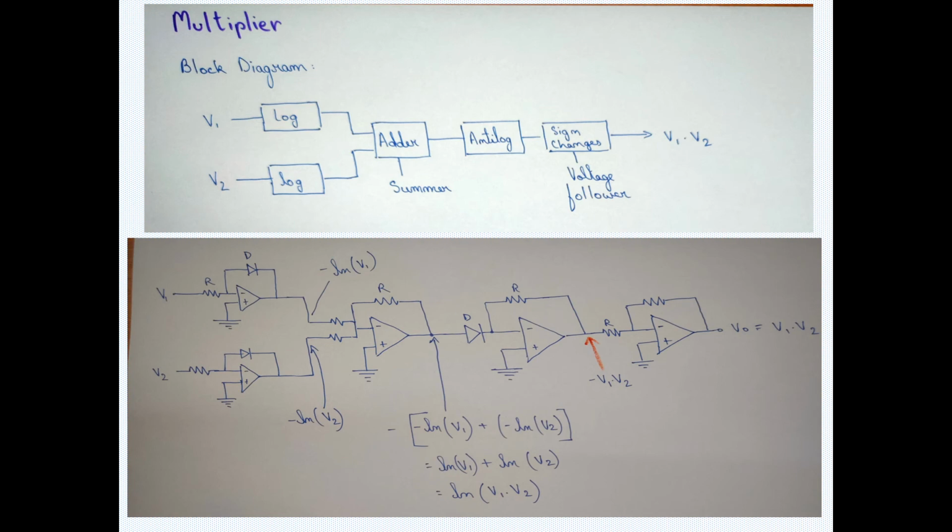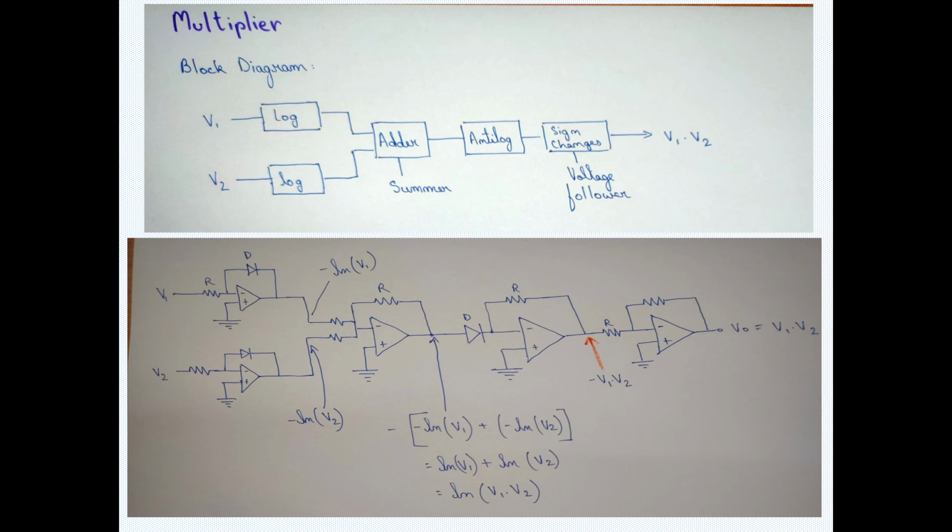So here we have the op-amp multiplier circuit. We have the two inputs V1 and V2. First they will go to the inverted log amplifiers. What it does is it will take the log of the respective inputs, and the sign will also change, since these two amplifiers are inverted amplifiers. After this, the outputs we get from the log amplifiers will go to the adder amplifier. The adder amplifier will add the two inputs. So here we have the diagram and the equation: minus log V1 plus minus log V2 is equal to minus log V1 V2.